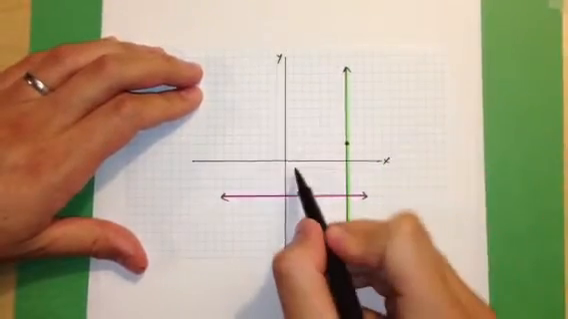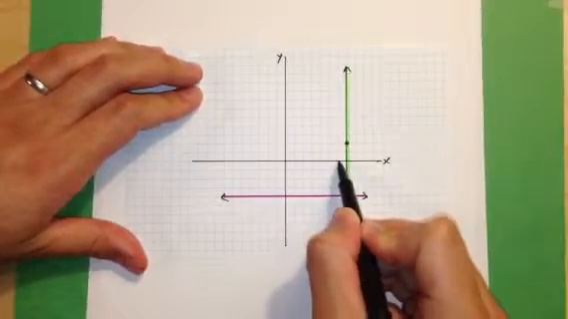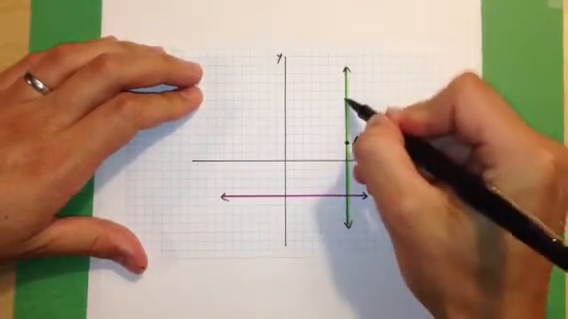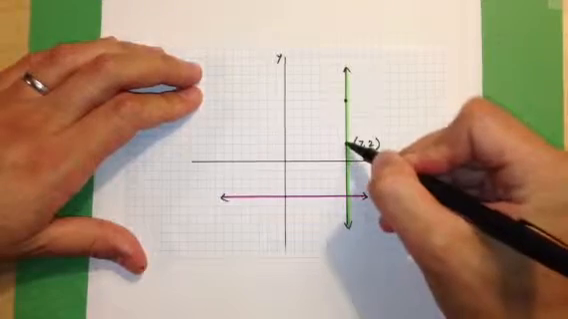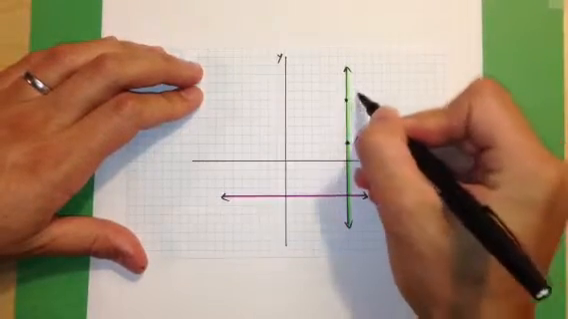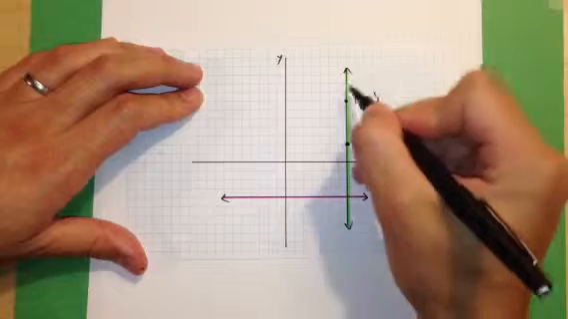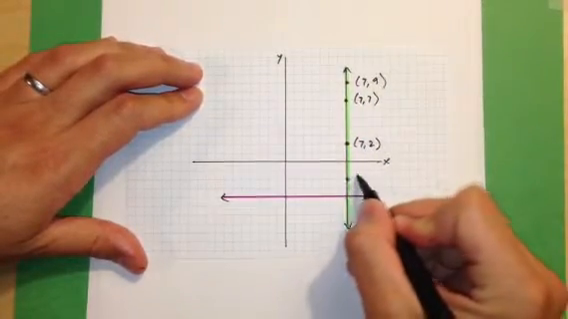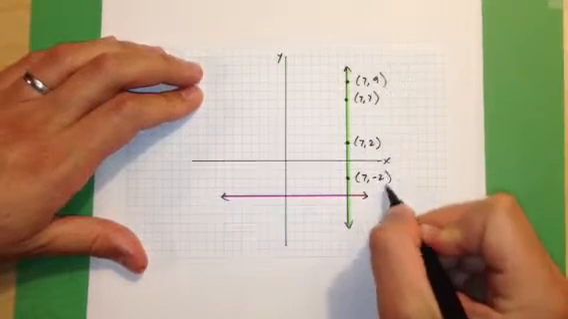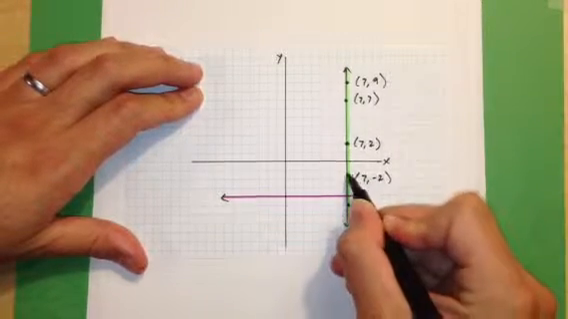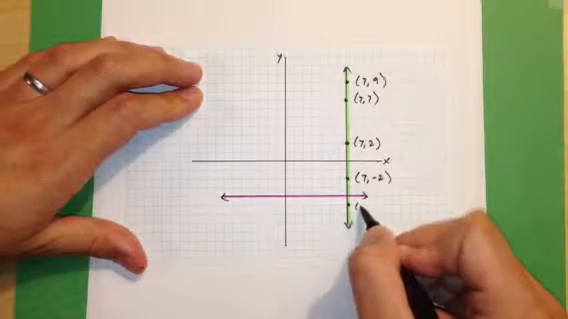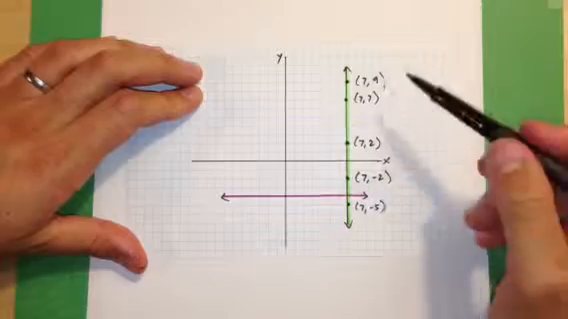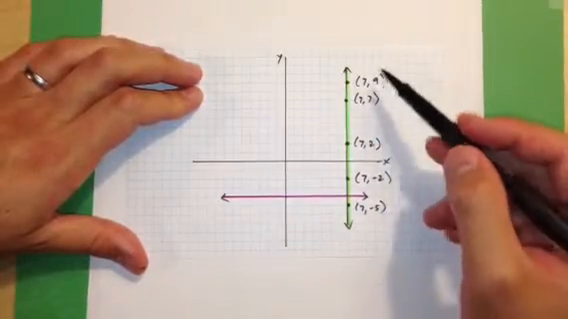This point right here is 7, comma 2. This point up here is 7, comma 7. This point up here is 7, comma 9. This point down here is 7, comma negative 2. This point here is 7, comma negative 5. As you can see, something is constant for each of these points.